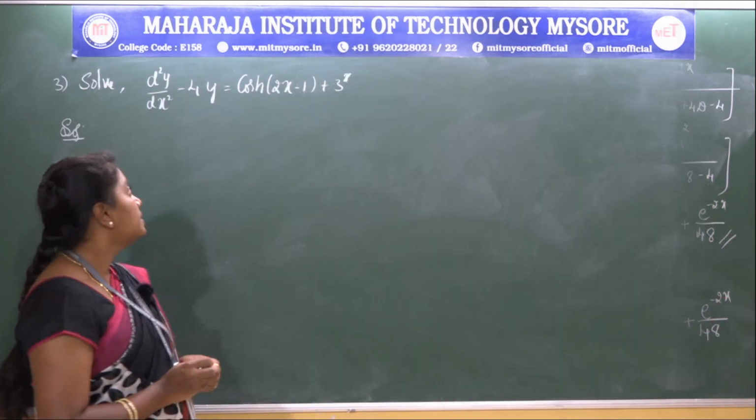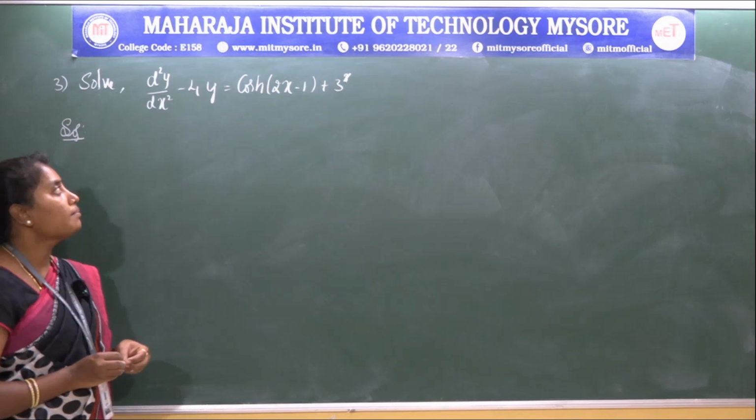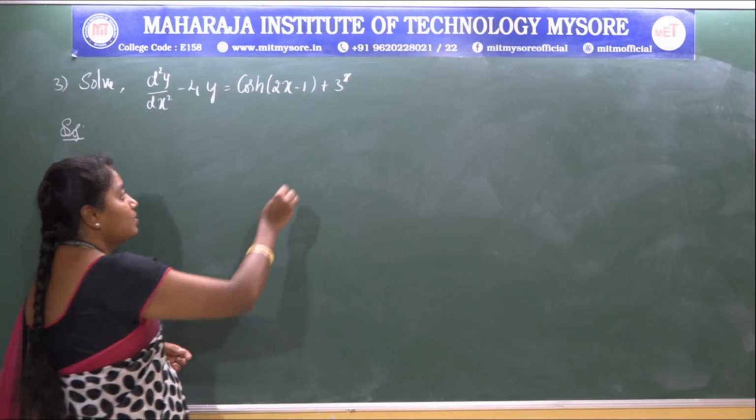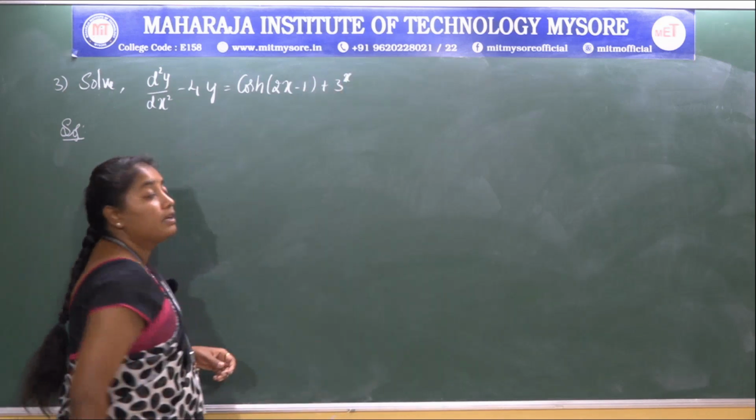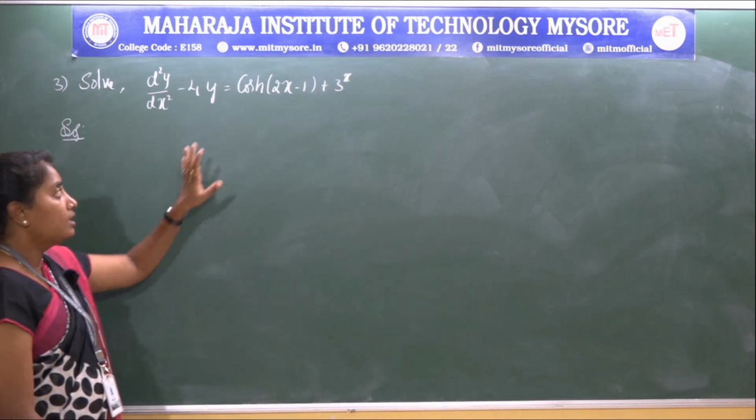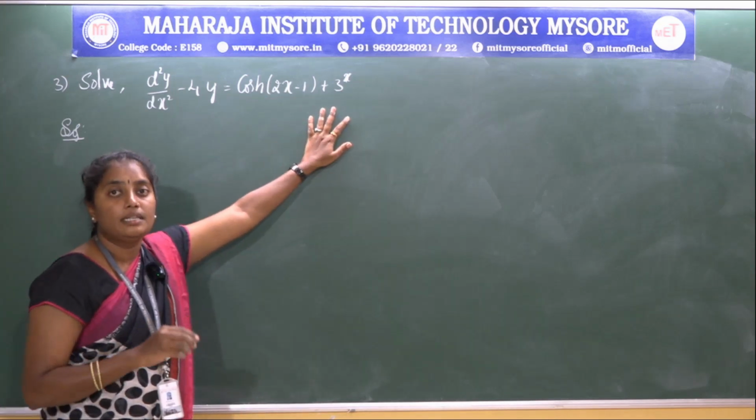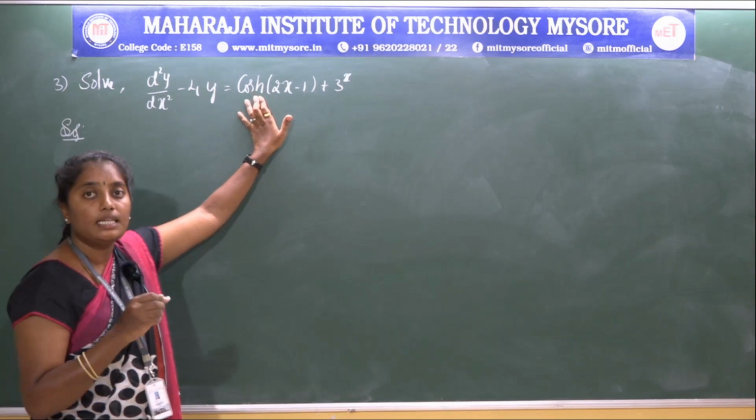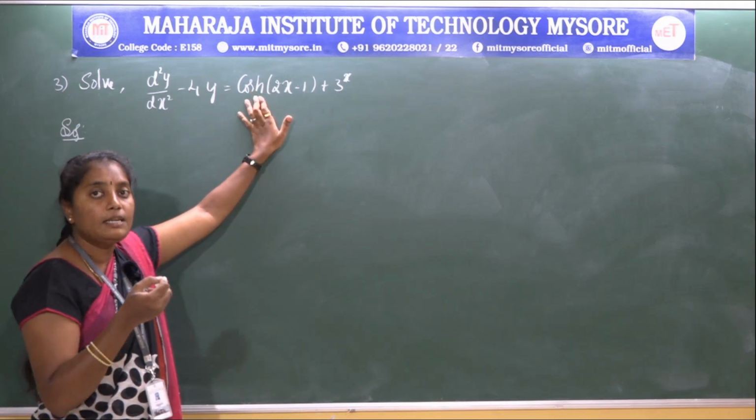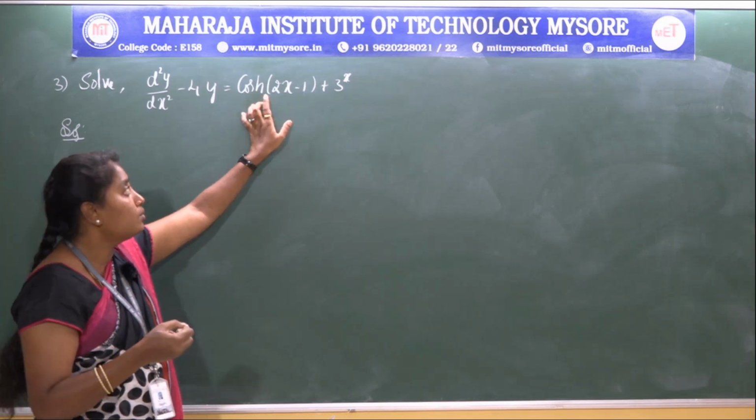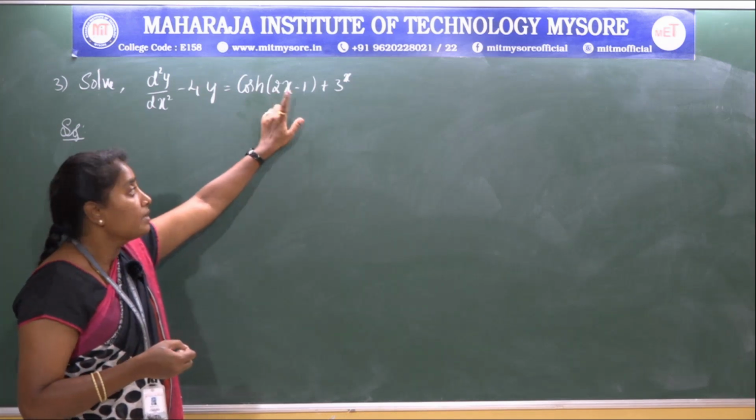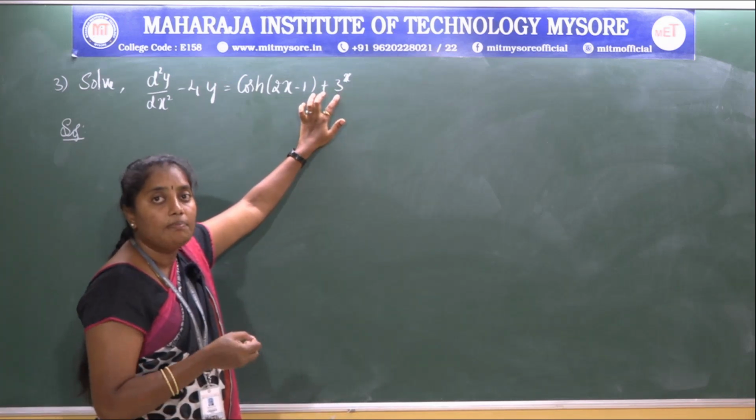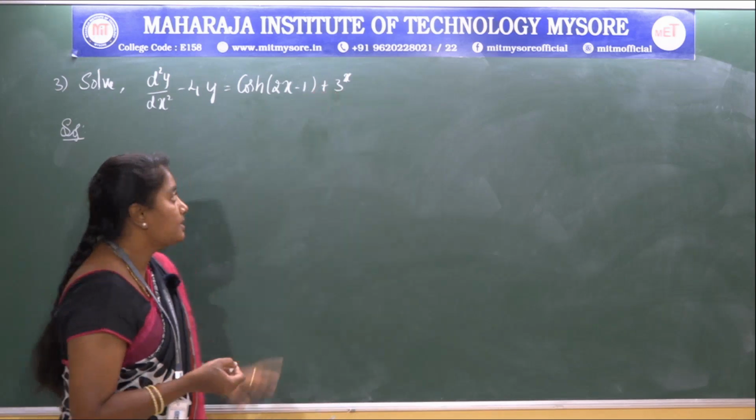Next problem is solve d square y by dx square minus 4y is equal to cos hyperbolic 2x minus 1 plus 3 power of x. So here both the functions can be written in the form of exponential terms. This cos hyperbolic can be written as e power of ax plus e power of minus ax divided by 2, where a is equal to 2 here. In this one we can write this 3 power x as e power of log 3 into x.